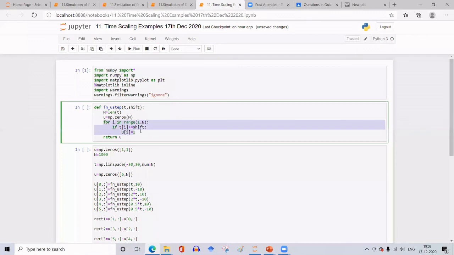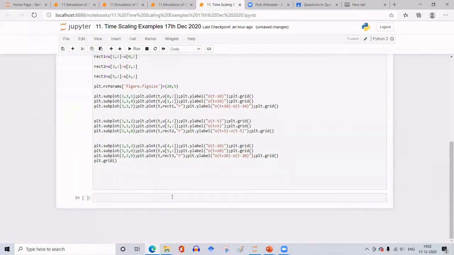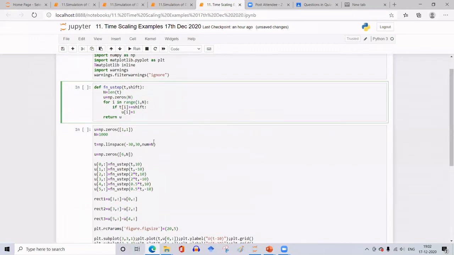Then execute this for loop to modify this u to get a step signal of required shift. I have made only shift a variable, and amplitude I am giving here. All with amplitude I am modifying. Amplitude modification, is it required? No, no. For this signal, we don't need amplitude modification. That's why it's simply shifted.